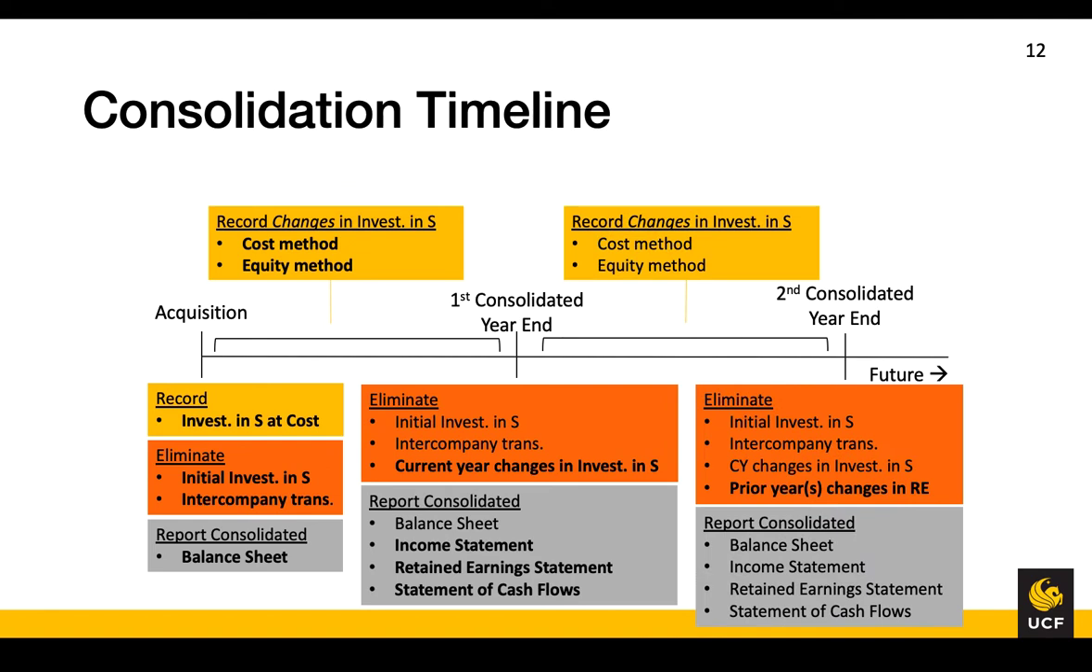After the first year end, the parent company will continue to use the cost or equity method to adjust the value of their investment in S on their general ledger. When we get to the second year end, and every year thereafter, we will have one additional challenge that we didn't have in the first year. In the first year, any adjustments to the income statement accounts could be made on the income statement. In the second year, we have to adjust for current year income that can be made on the income statement, but also have to adjust for prior year income that need to be made through retained earnings.